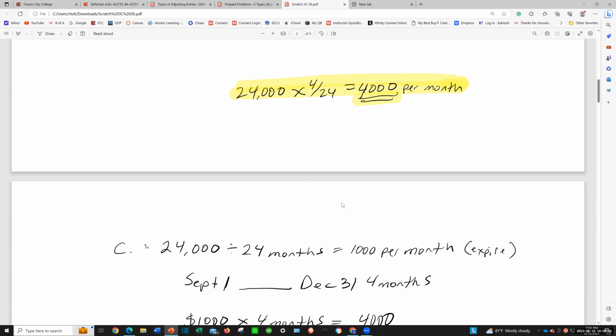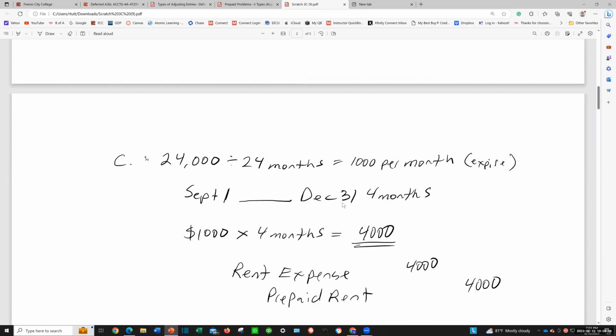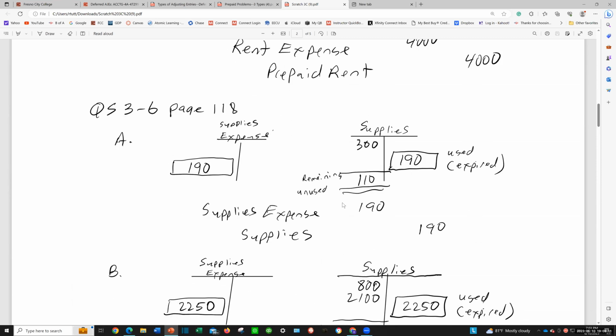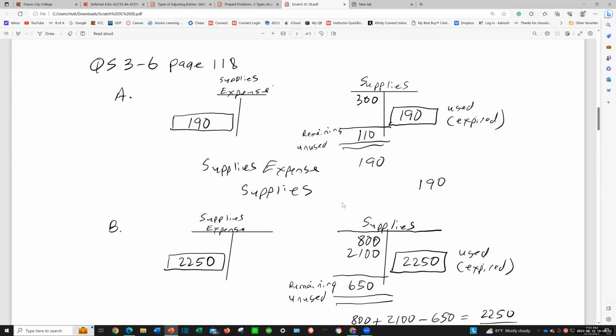Let's move on to quick study 3-6. I like these. I love the supplies adjusting journal entries. I guess I need to get a life if this really excites me, but it kind of does, because it's kind of easy when you set it up this way. When you see a supplies adjusting journal entry, get your T accounts out. Just do it. Make it easy on yourself. You have one T account for supplies expense and one T account for supplies. And then you just put in the numbers. Out pops the answer. It's that easy.